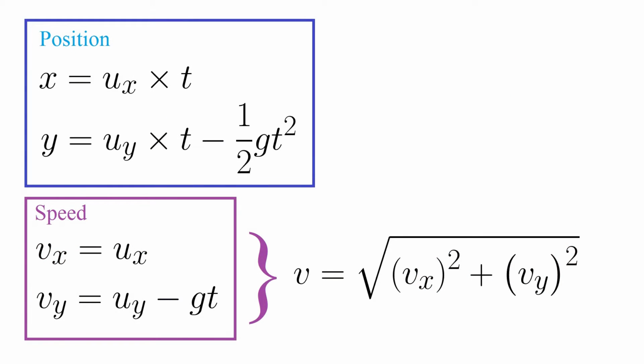The first 2 represent the horizontal and vertical positions as a function of time. The second 2 represent the horizontal and vertical speeds as a function of time. Remember, if a question asks you to find the speed of a projectile, you need to combine both the horizontal and vertical components using Pythagoras' theorem.